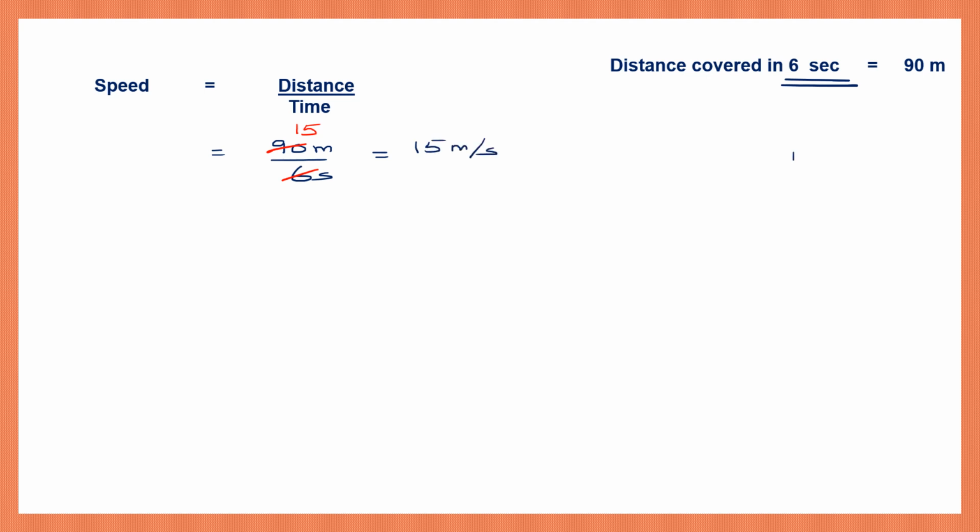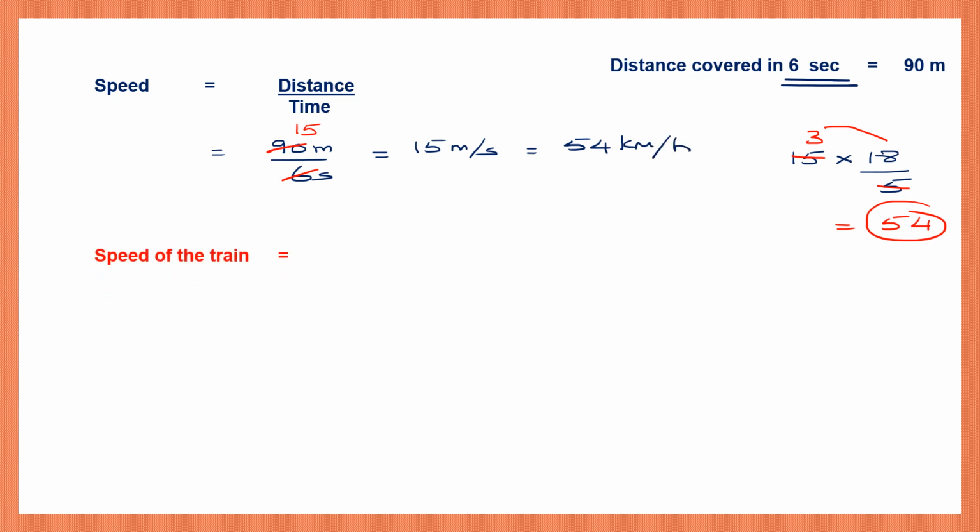Now if we have to convert meters per second into kilometers per hour, multiply that number by 18 by 5. So here we can cancel, 5 threes are 15. 3 into 18 is 54. So here, if we convert it to kilometers per hour, we get 54 kilometers per hour. So we have found the speed of the train to be 54 kilometers per hour.